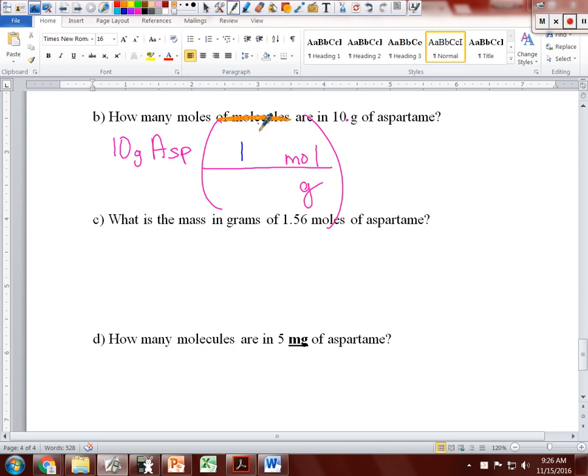Where do you get grams from? Have you already done that? Yes. And what was it? 294 point what? 34. So what do you do in your calculator? Divide. So it's going to move the decimal place one place to the left, right? You get 29.